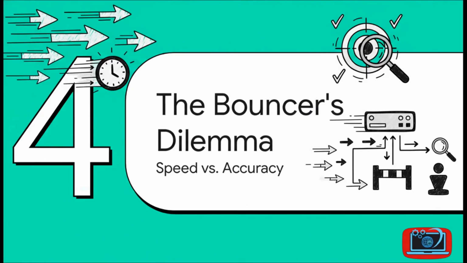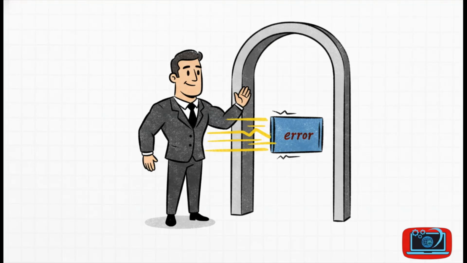Okay, so we know a switch knows where to send data, but now it's got a decision to make. How should it send it? And right here, it faces a classic trade-off. Do you want speed or do you want accuracy? So the first option is called cut-through switching.